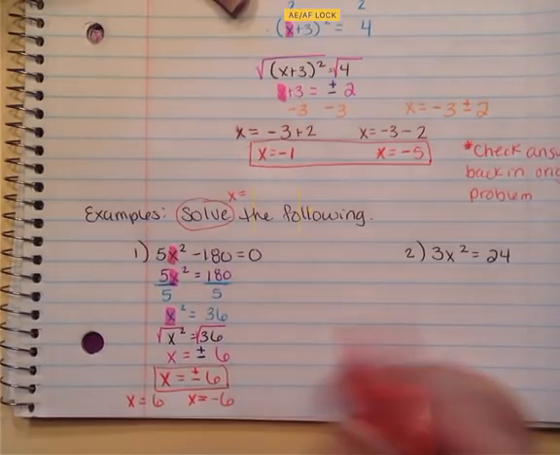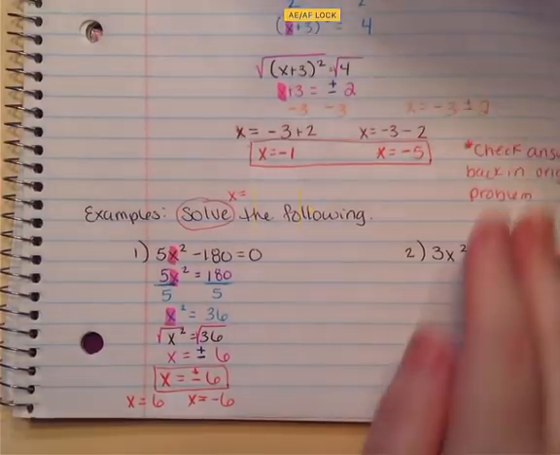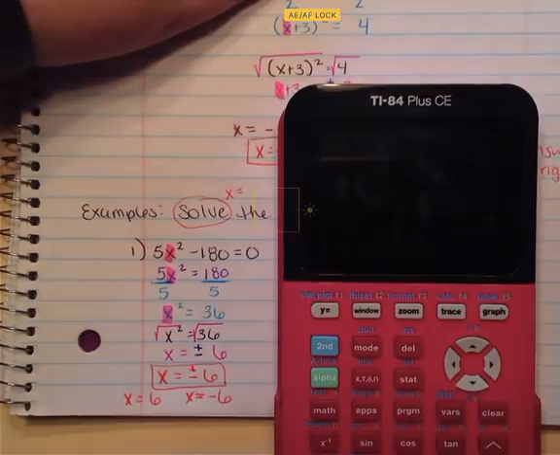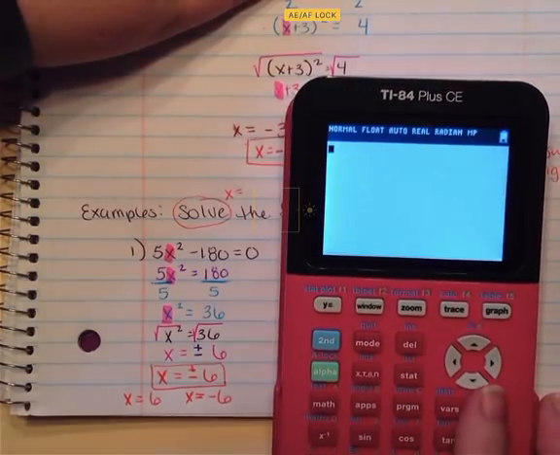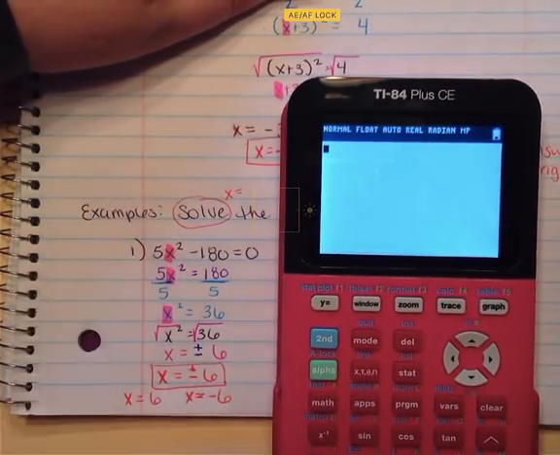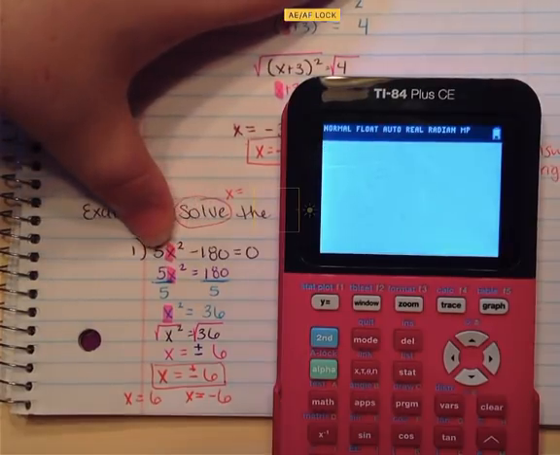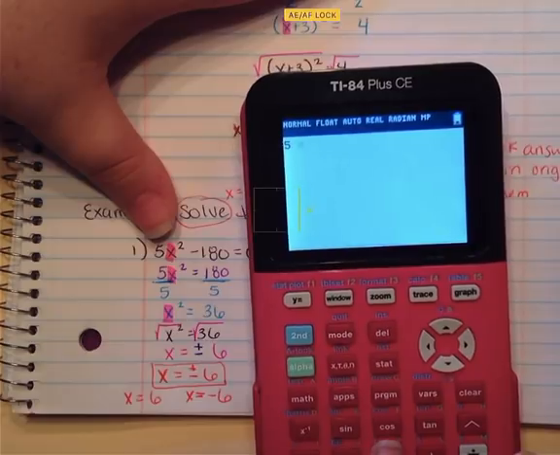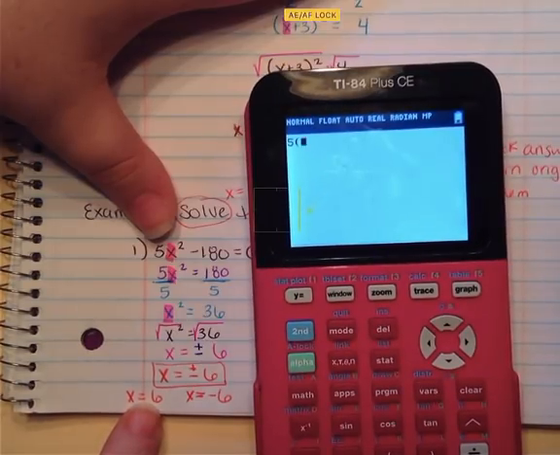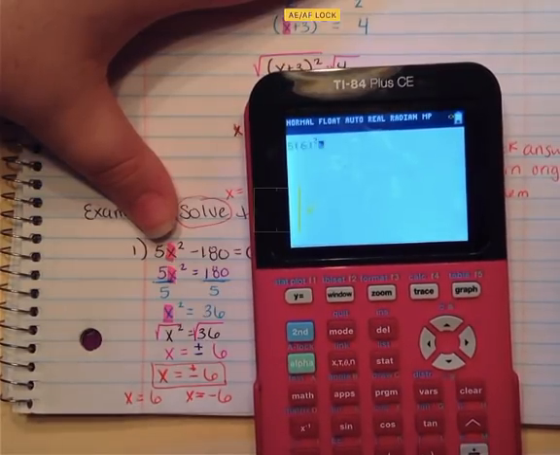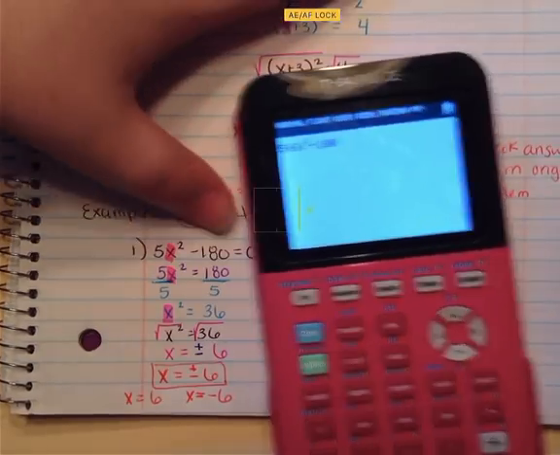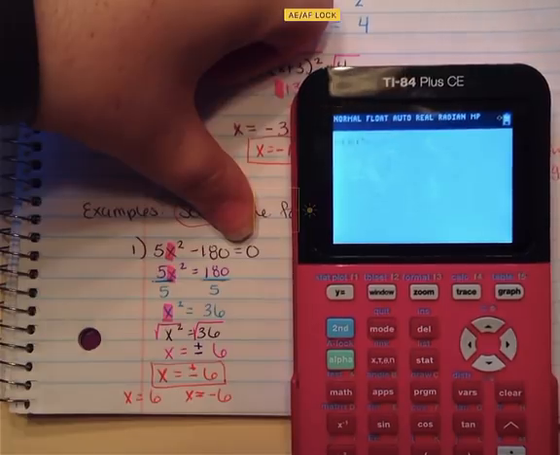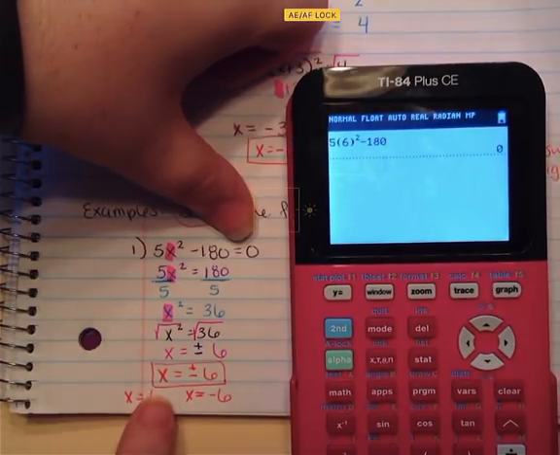Now I do want to check this back in my original problem. So I get my calculator. The problem is 5x squared minus 180. Now because I have something attached to the x, I want to use parentheses around it. So I have 5 parentheses. I want to use the 6 inside of it, parentheses squared, minus 180. Now because the right hand side says equal to 0, my answer in the calculator should be 0. It is. So that means that positive 6 does work.